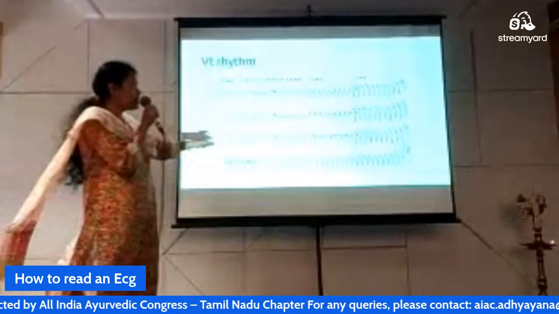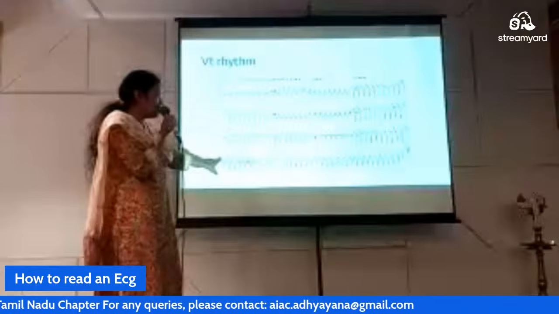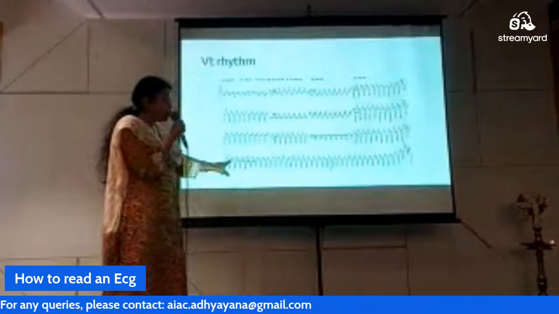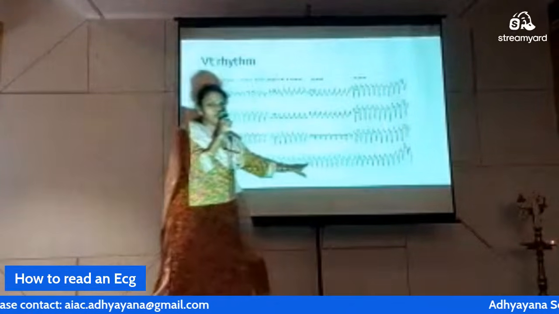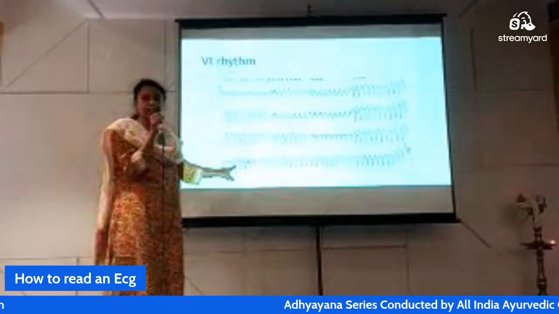So this is called VT rhythm, ventricular tachycardia. Only the ventricle is contracting. So wide QRS, no P wave, rate is more. Can you see? Rate is more. In this patient the presenting heart rate will be like 150 to 200. Next rhythm.